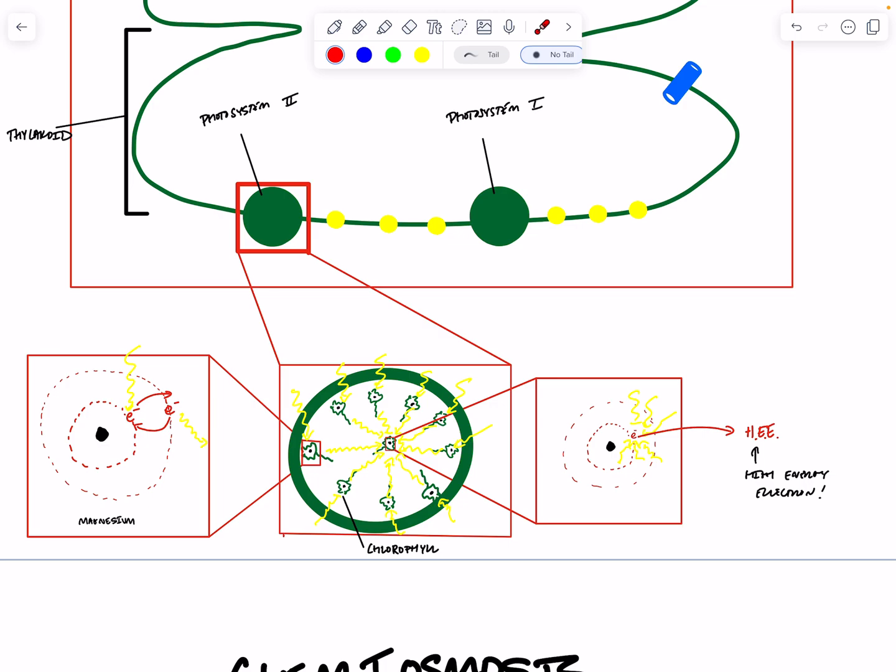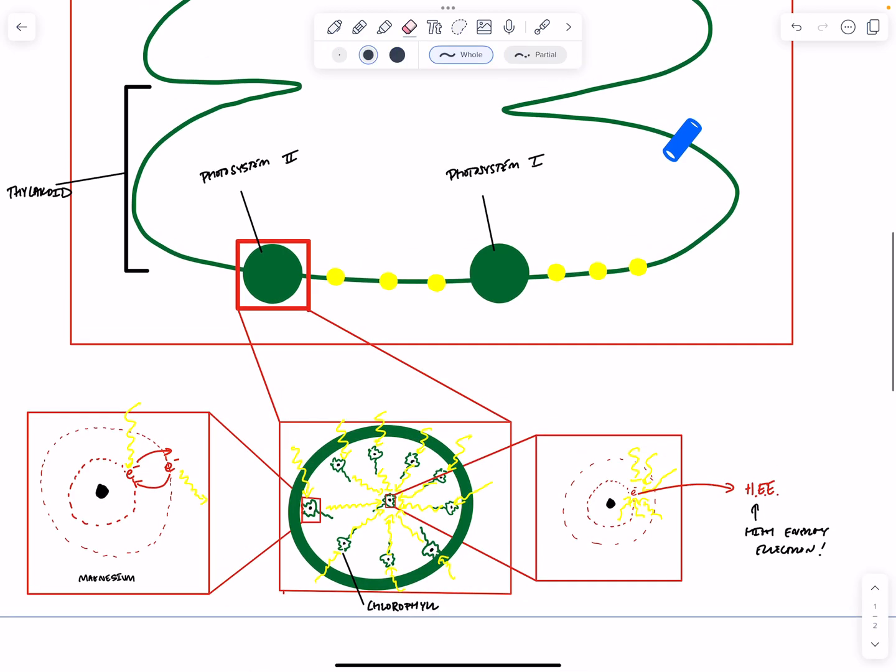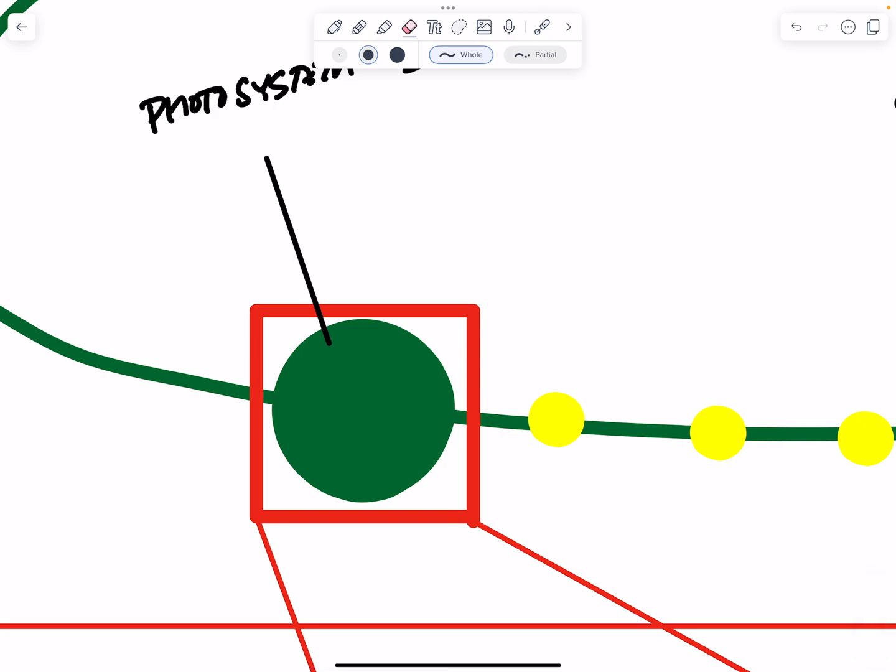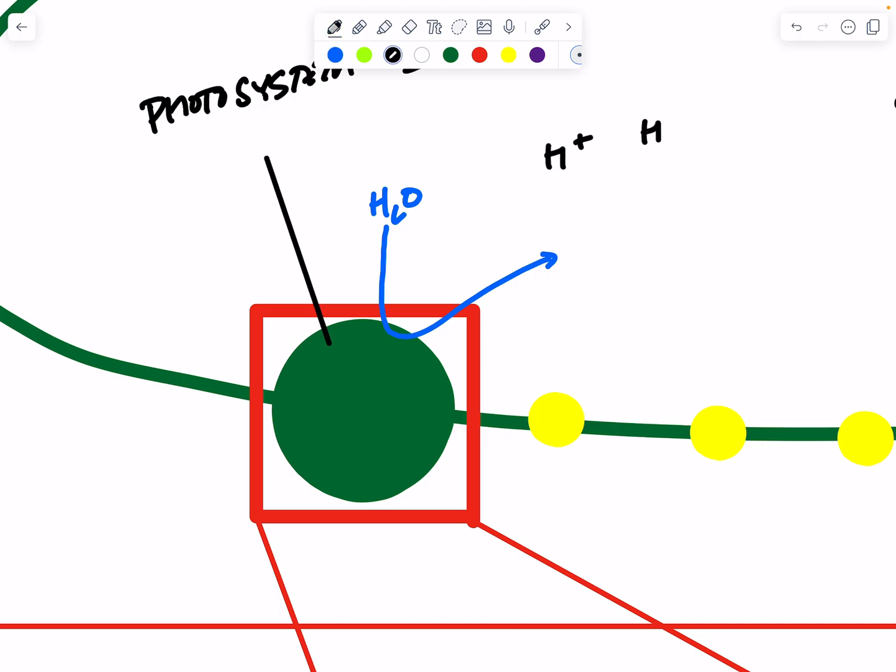Okay, so I guess I should also say that maybe I should have started with this. This whole process starts with H2O being split into H plus ions and oxygen gas, which maybe I should do in a different color. What color did I do oxygen? I think I did it in purple. And oxygen. And this reaction that happens at the very beginning of photosynthesis is called photolysis.